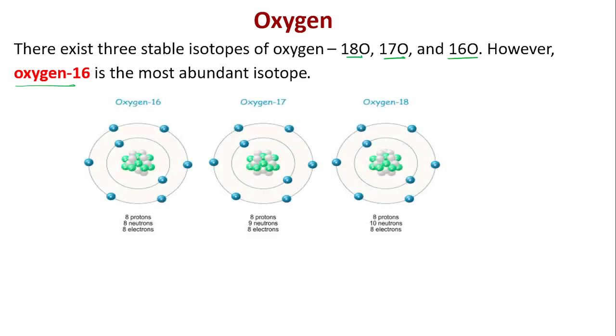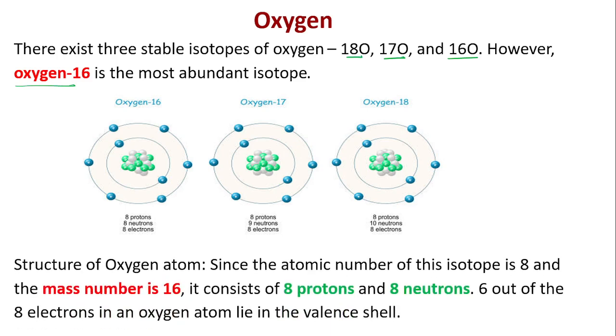So these are just the isotopes of oxygen, and the same thing I explained about isotopes of carbon and hydrogen is the same in terms of their particles. So for the structure of oxygen atoms, since the atomic number of this isotope is 8 and the mass number is 16, that simply means that oxygen has 8 protons, 8 neutrons, and also 8 electrons.